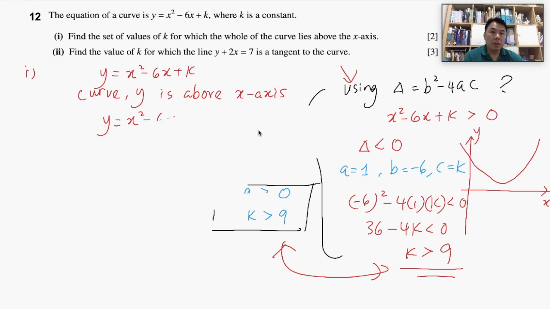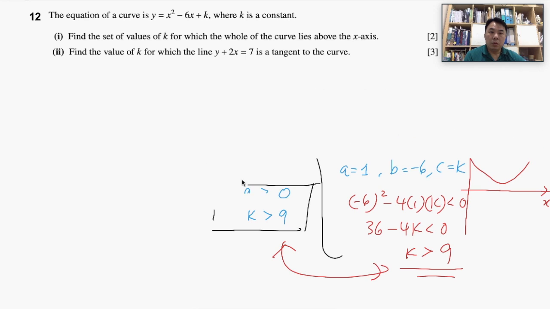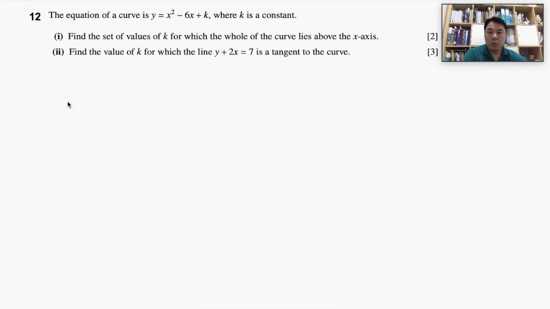Just let me clean this up. Let's go to the second question. It's easier because we want to find the value of k for which this is a tangent to the graph. So all we need to do is let both of these be equal to each other. The only catch is you have to rewrite this so that your y is the subject. So we're going to rearrange this. Now this time y is the subject, so we can equate both of these to form an equation.